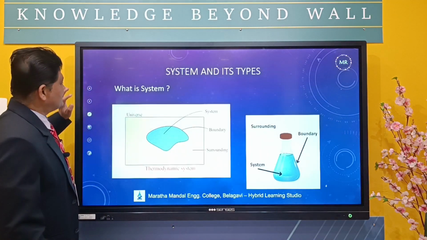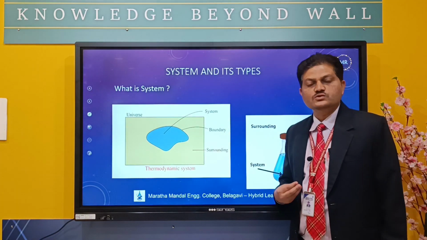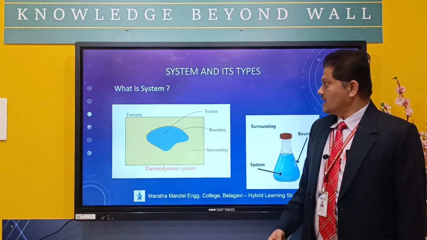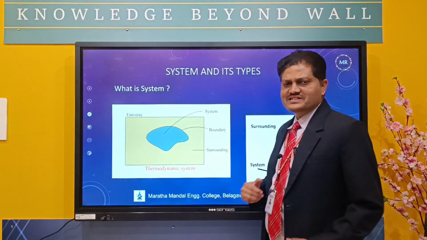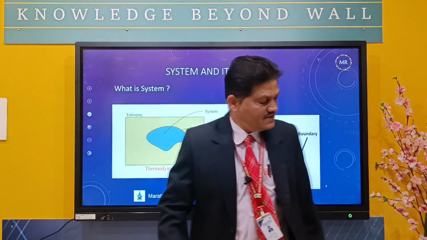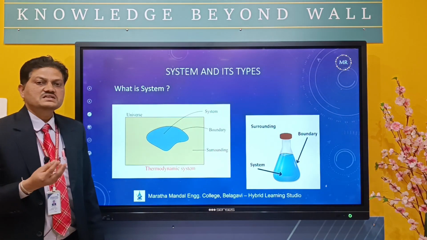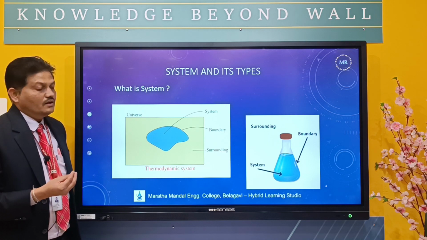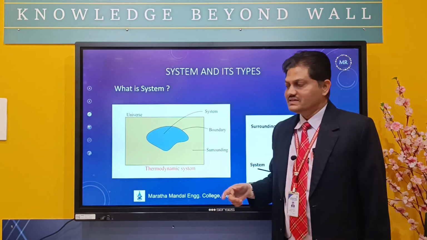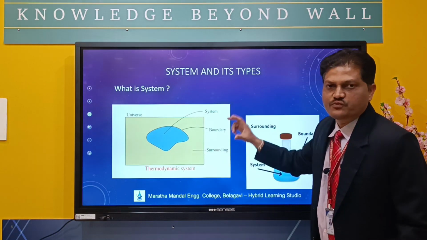Let's see the next topic, the system. Up to this point we have discussed what thermodynamics is, its definitions, its scope, and its applications. Now let's see what exactly a thermodynamic system is and the types of systems. A system is a certain region or matter in a space upon which our attention is focused for the study or analysis.